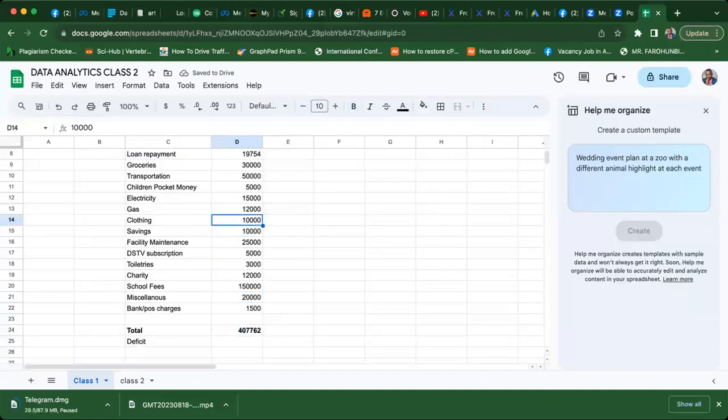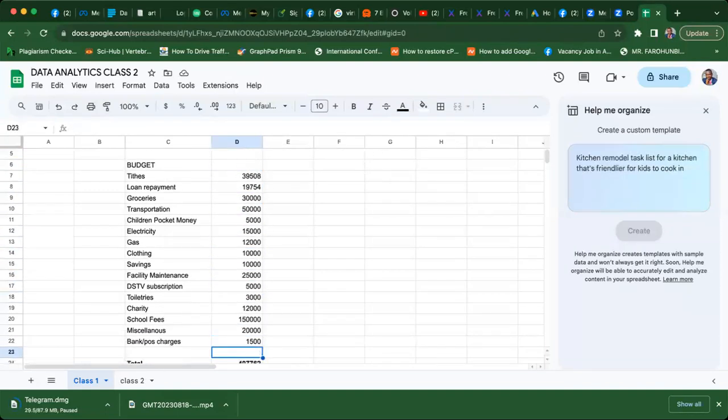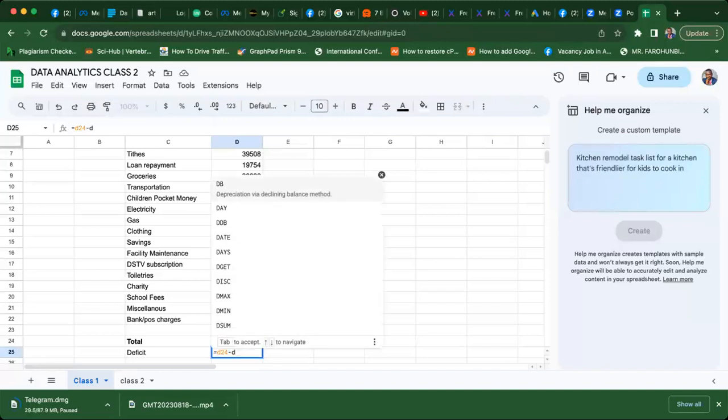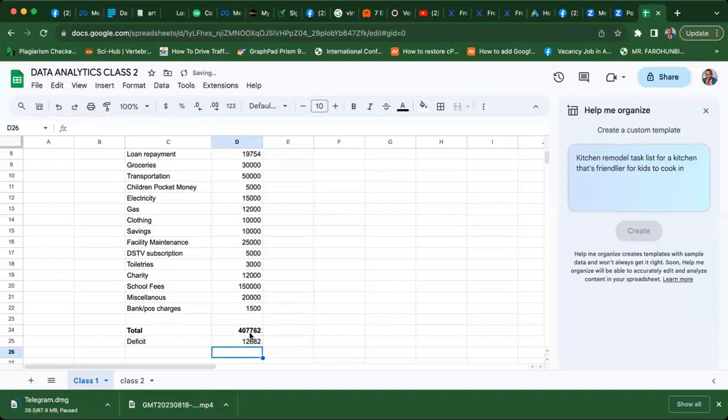Look at the cell where the cell is. Your salary is in cell D4. And here, you have the total in cell D24. So you just say equals D24 minus D4, and it will tell you. So the deficit of this person is 12,682.